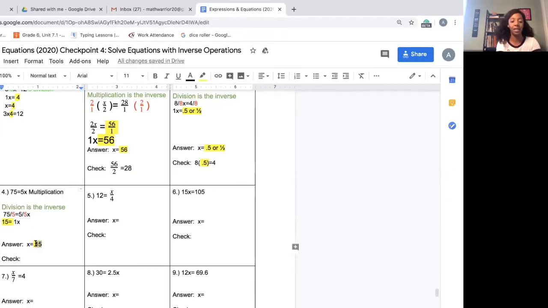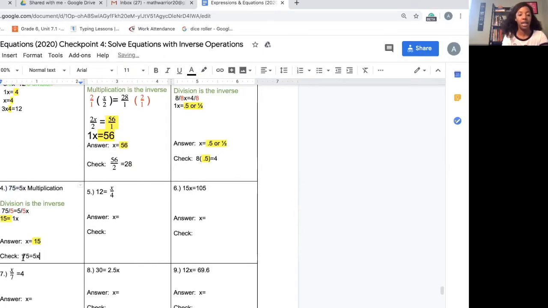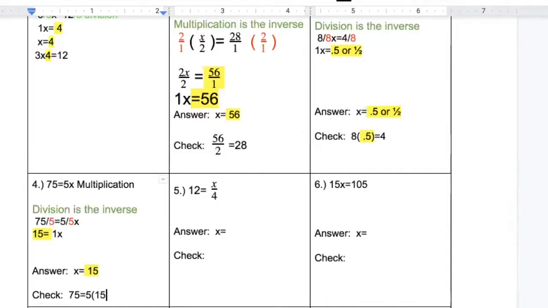Now I can proceed to check my answer by taking our original problem and substituting the letter x for the number 15.